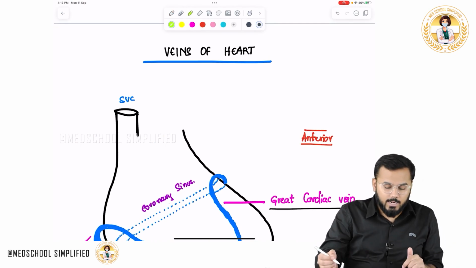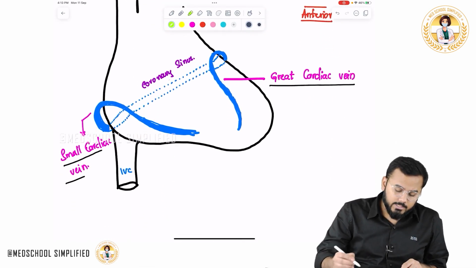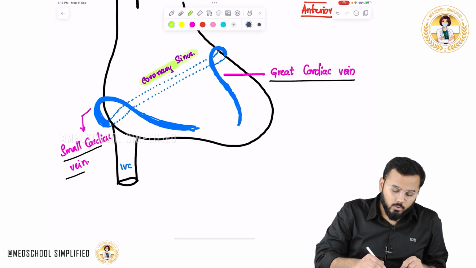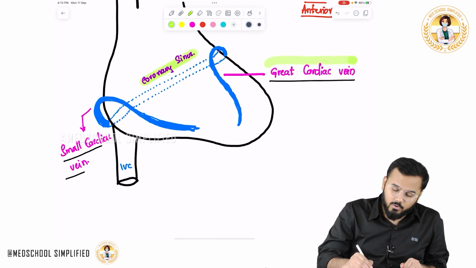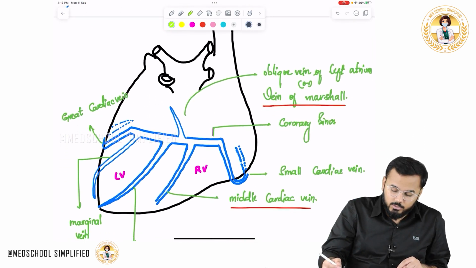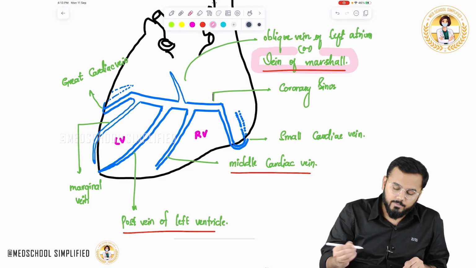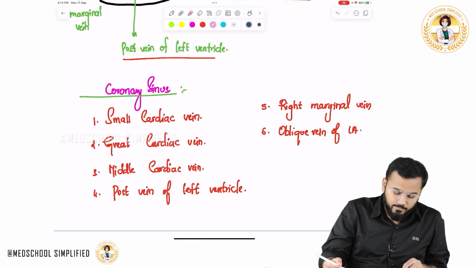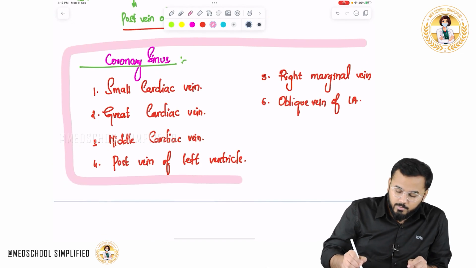We discussed the topic of veins of the heart. In these veins of the heart, we discussed that there is something called the coronary sinus. And after that we have the great cardiac vein over here, and the small cardiac vein. So there are different veins, and this vein over here is very important to remember, called the vein of Marshall. These are the different veins which one has to remember at the end.